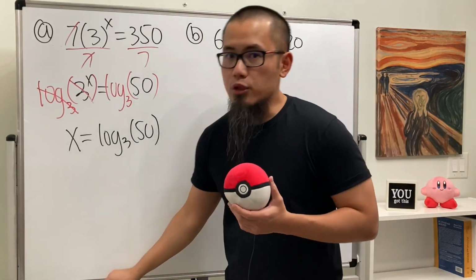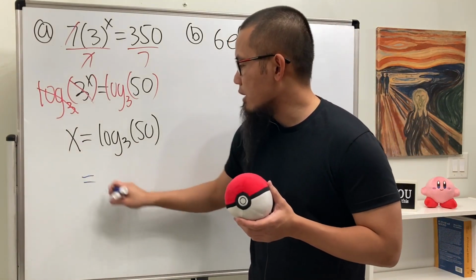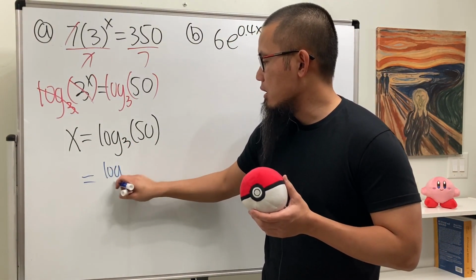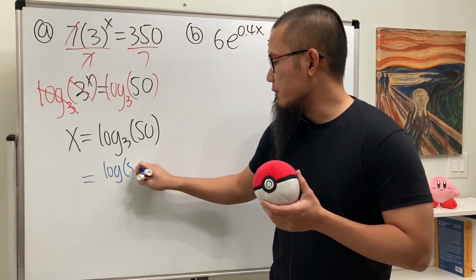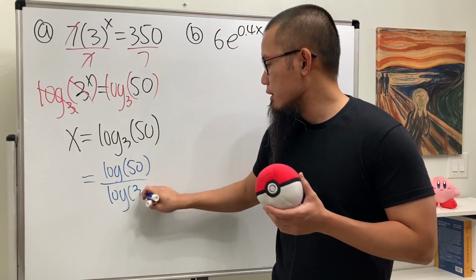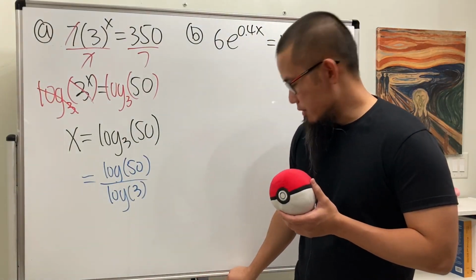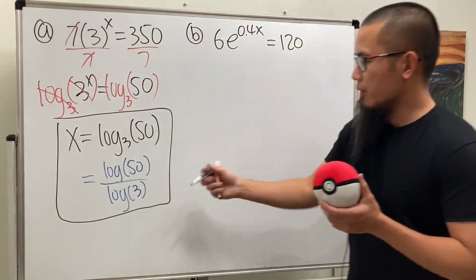Or if the question is asking you for an approximation, then you can use the change of base formula, which is just log, and this is base 10 on your calculator, of 50, divided by log of 3. So one or the other. All right, so that will be it.